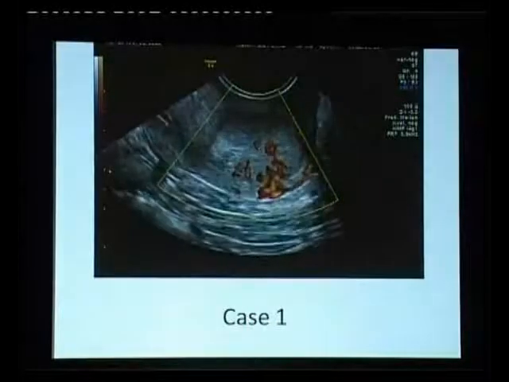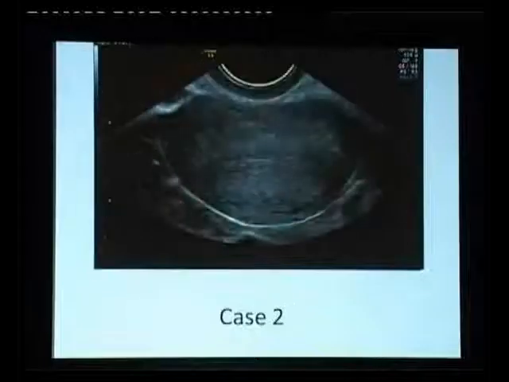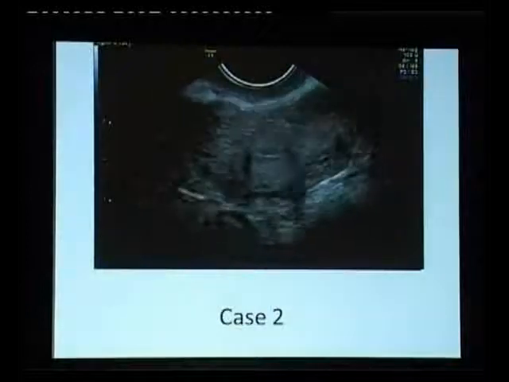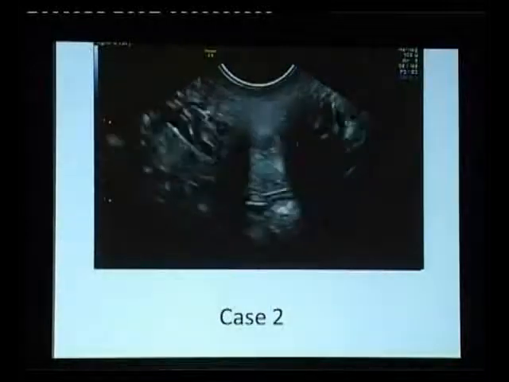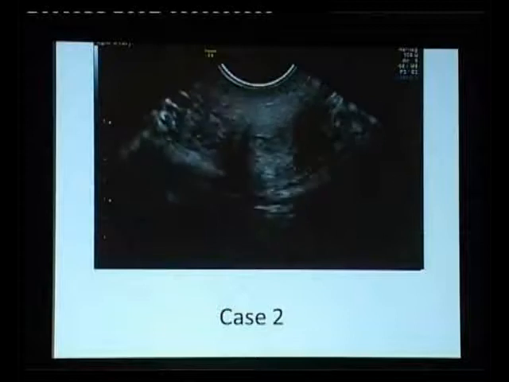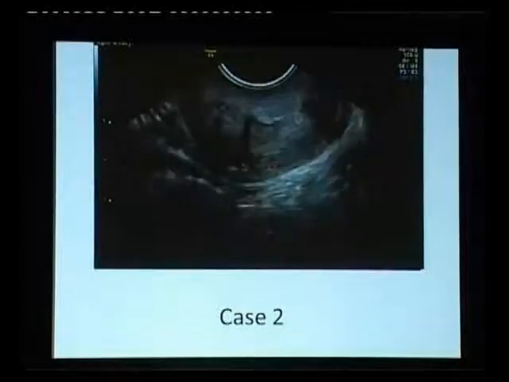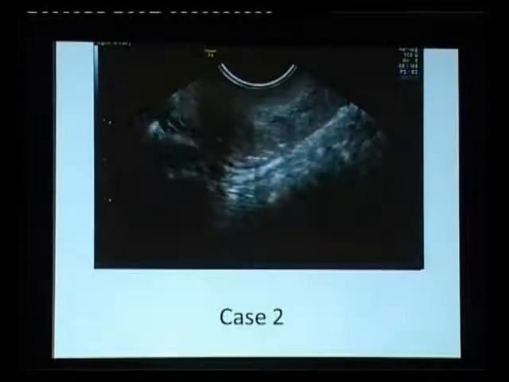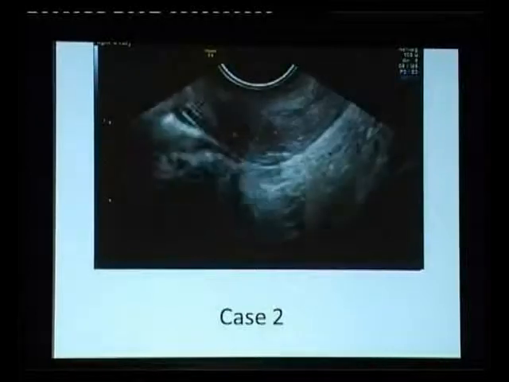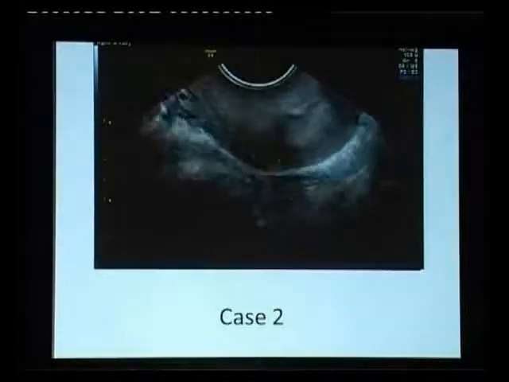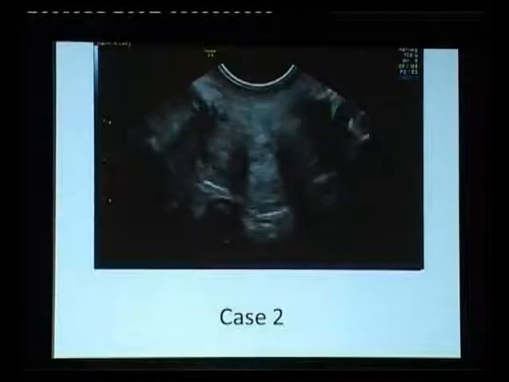margin around the tumor. Now we do the transversal section, sliding down slowly, slowly. This is the uterine arteries. We go down, down, down. And here is some kind of slightly irregular area here. Would you agree with me?